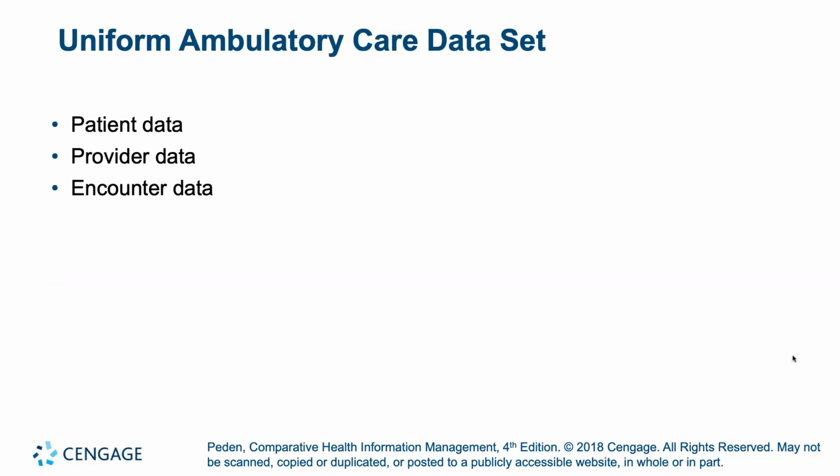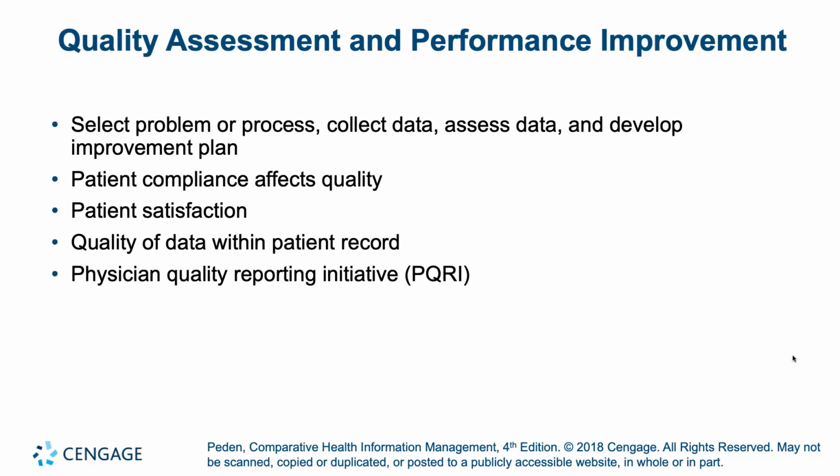They have what's called a Uniform Ambulatory Care Data Set, UACDS. That is about patient data, provider data, encounter data. And all of that has to be submitted. That's all through the regulations. They do some quality assessment and performance improvement.